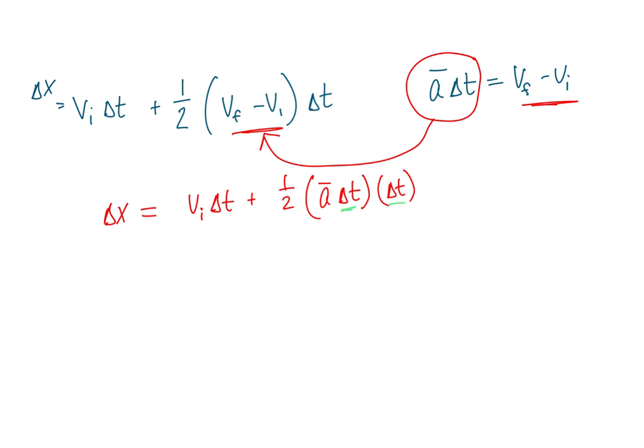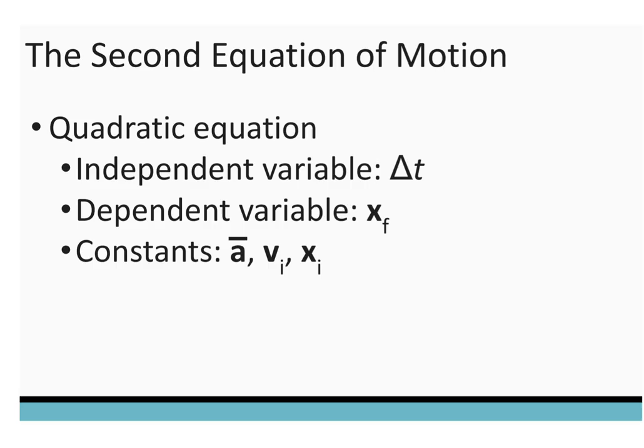How do you think I can write that? If I had like a times a, how would you write that? A squared. So that's how I'm going to write it. I'm going to say 1/2 average acceleration times change in time squared. All right, this is another way you can write that position. And so, all right, there will be times when it creates a quadratic.